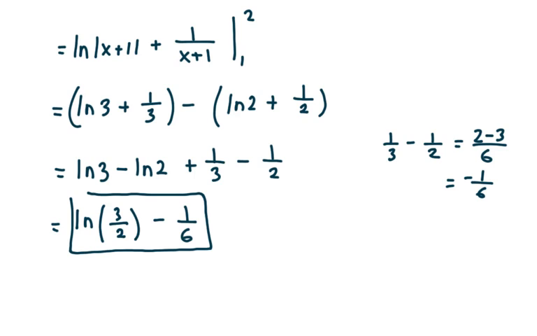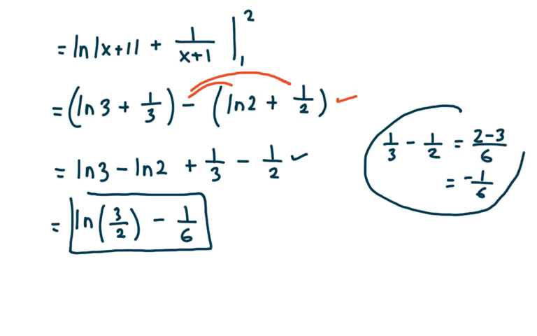If I put 2 in for x, I get natural log of 3 plus a third. Then I'm going to go minus, and then I'm going to replace x with 1 to get natural log of 2 plus 1 half. So I'm going to distribute that negative inside to each term within the parentheses. And when I do, I get natural log of 3 minus natural log of 2 plus 1/3 minus a half. Off to the side, I just wanted to quickly figure out 1/3 minus a half. 1/3 minus a half is negative 1/6.